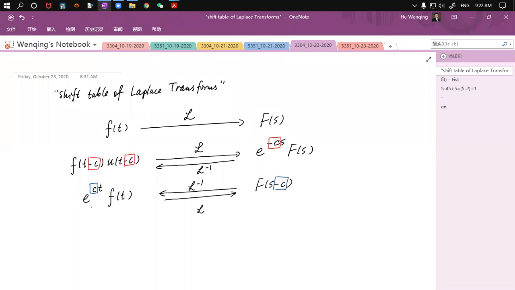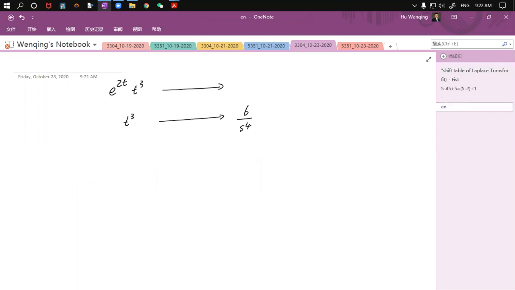Now, what's happening here is that you're actually using the last line of the shift table, but in the forward direction. You're not going to use it in the backward direction, but in the forward direction. This is kind of non-trivial because here I'm multiplying f of t by e to the power of 2t. So that tells you that sometimes you do not have to always use the shift table in its own direction. You can choose your own direction. It's either backward or forward. It actually has 2 different directions.